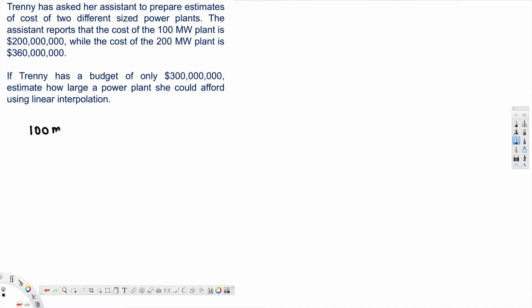100 megawatts cost $200 million, and then 200 megawatts cost $360 million. Now we want to find out how many megawatts it's going to be for $300 million.